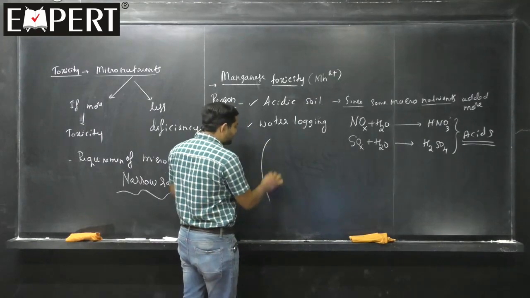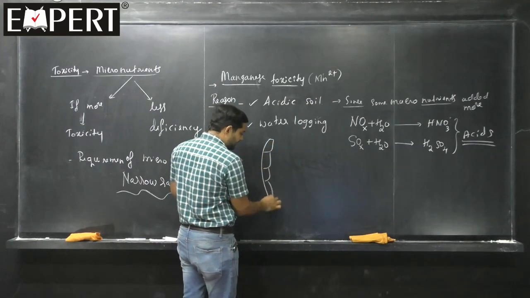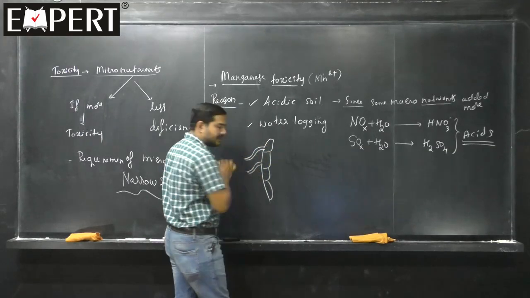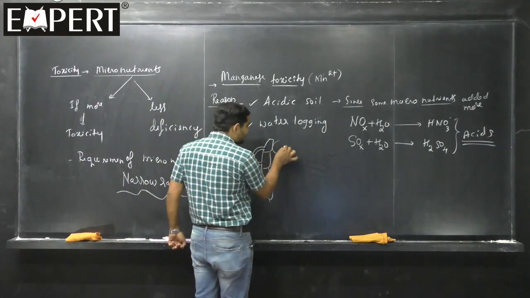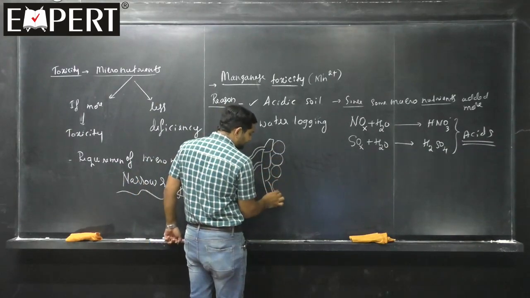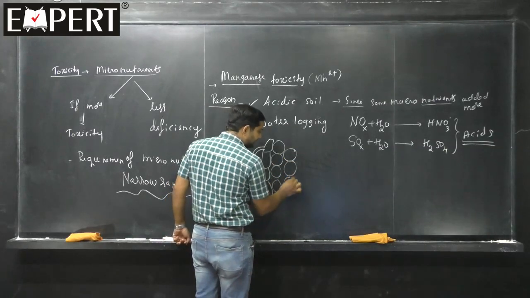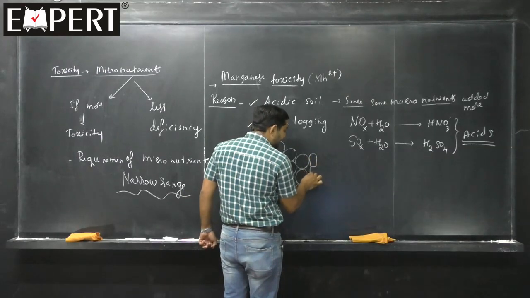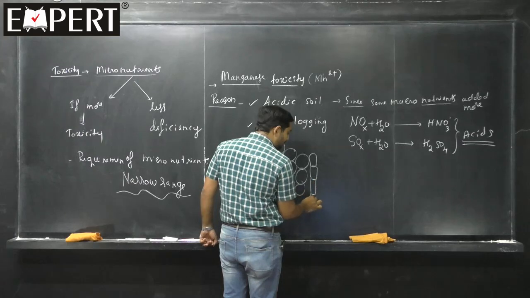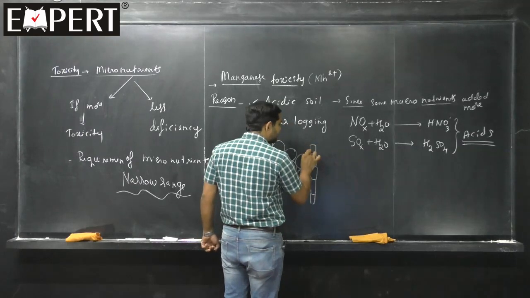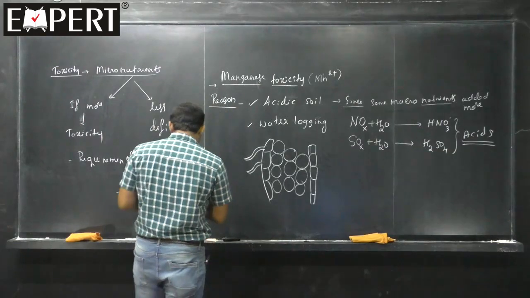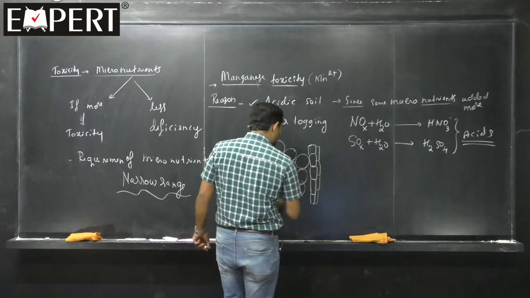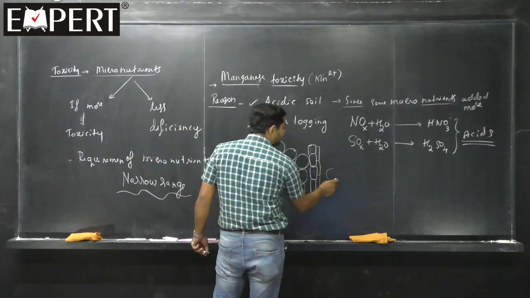In the roots, there is the presence of the epidermis. The root hairs are there. Agree? After the root hair, there is the presence of cortex layers. Then there is the presence of the endodermis, which is the innermost layer of the cortex. After the endodermis, there is the presence of pericycle. Then there is the xylem.